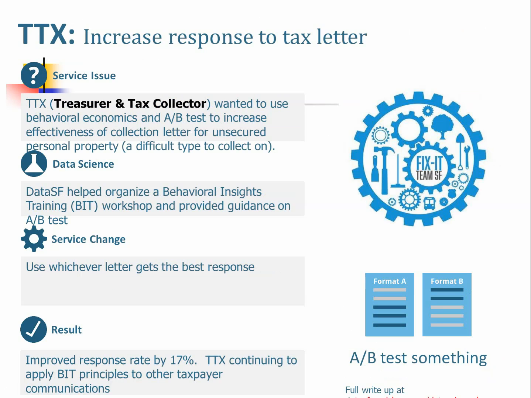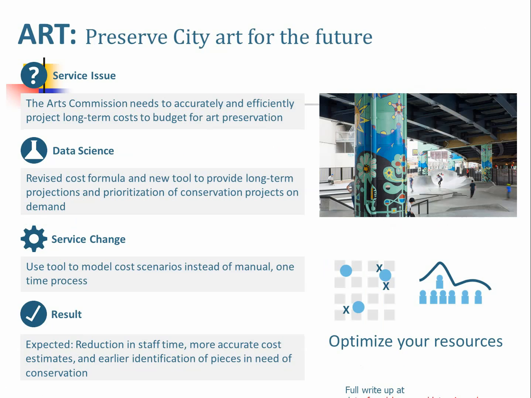TTX, the Treasurer and Tax Collector, wants to use behavioral economics and A/B testing to increase the effectiveness of collection letters for unsecured personal property, such as a boat. Usually this is pretty difficult. So based on the A/B testing, what can catch their eye and make sure they pay the tax is also something pretty important. So that's what we will be able to do.